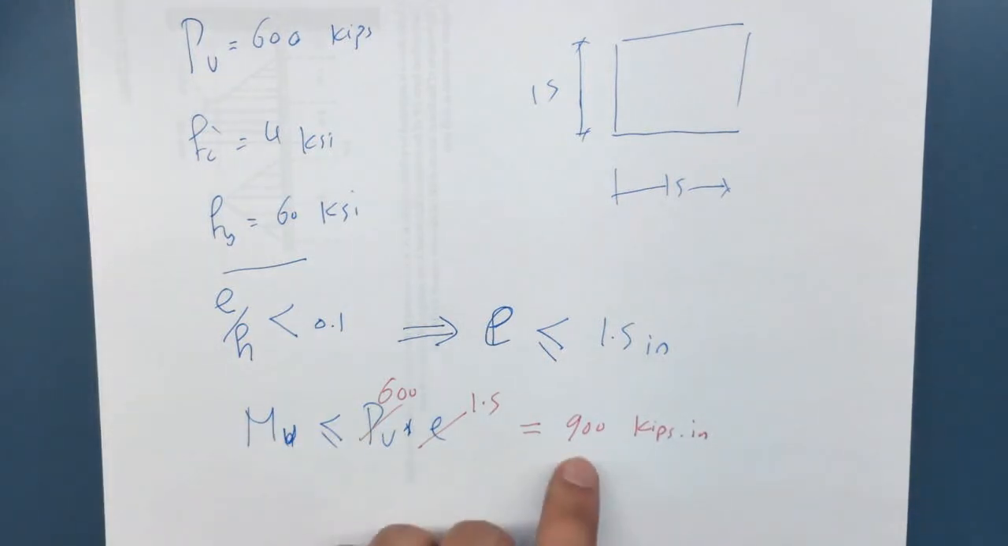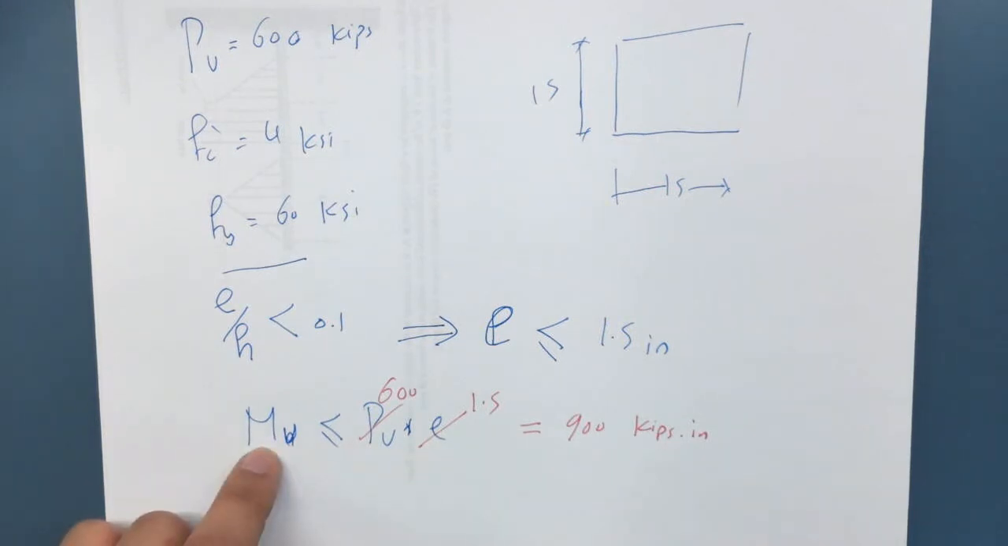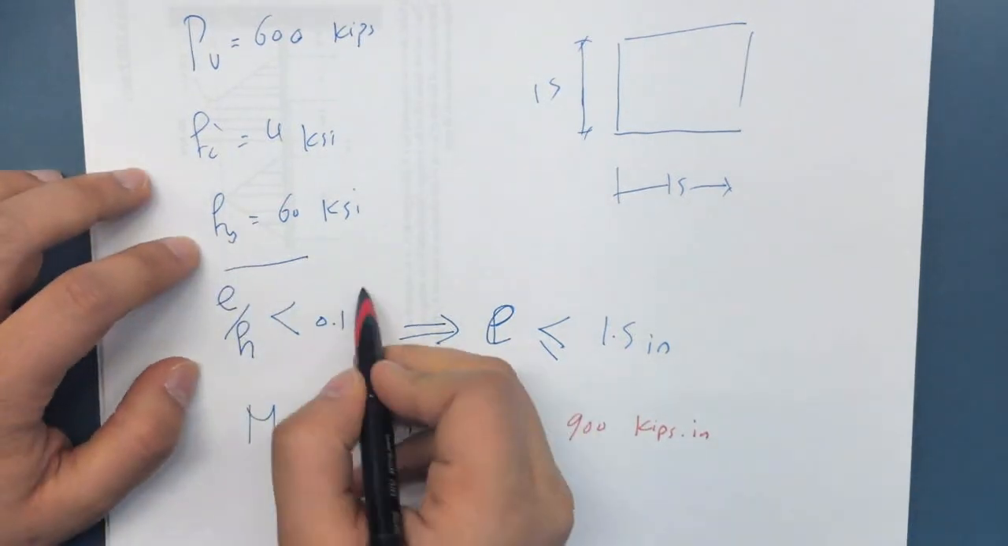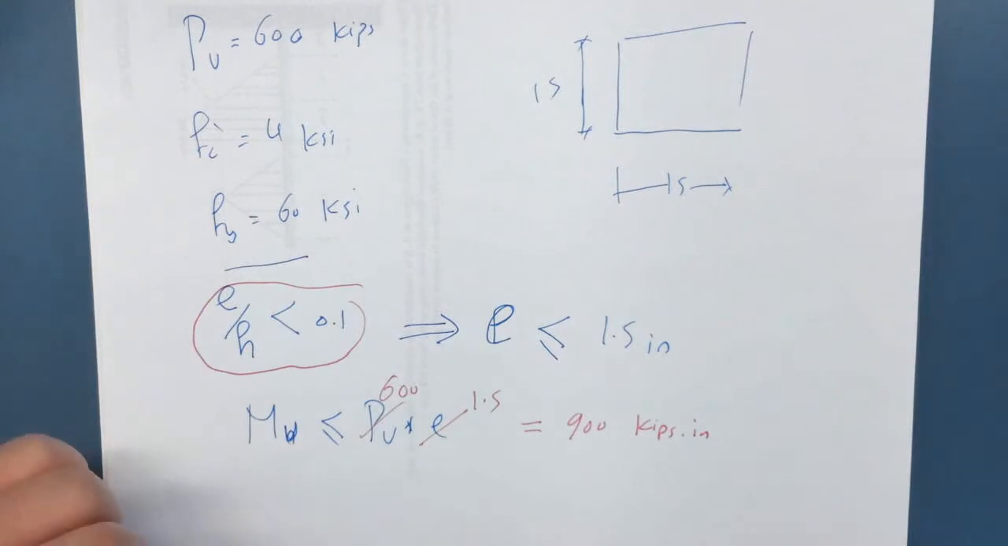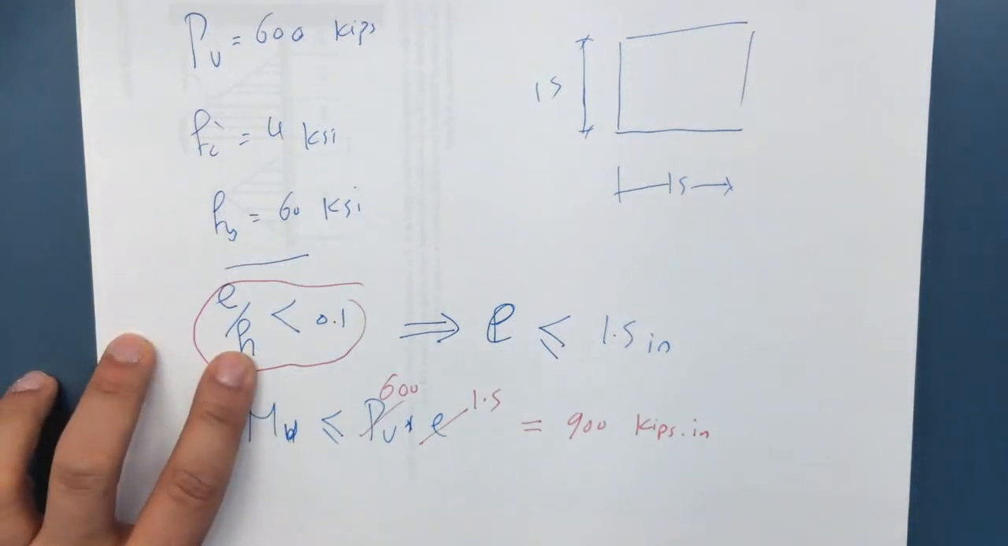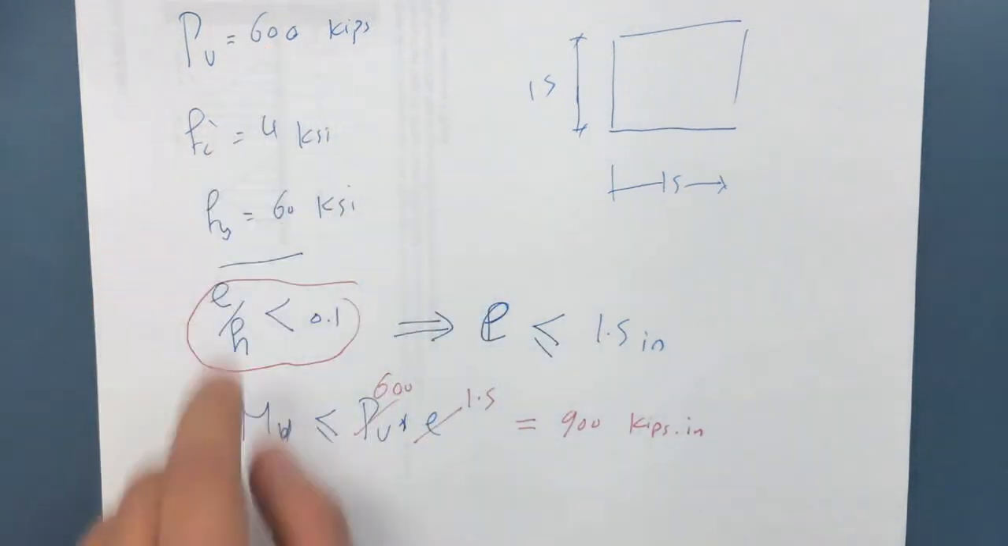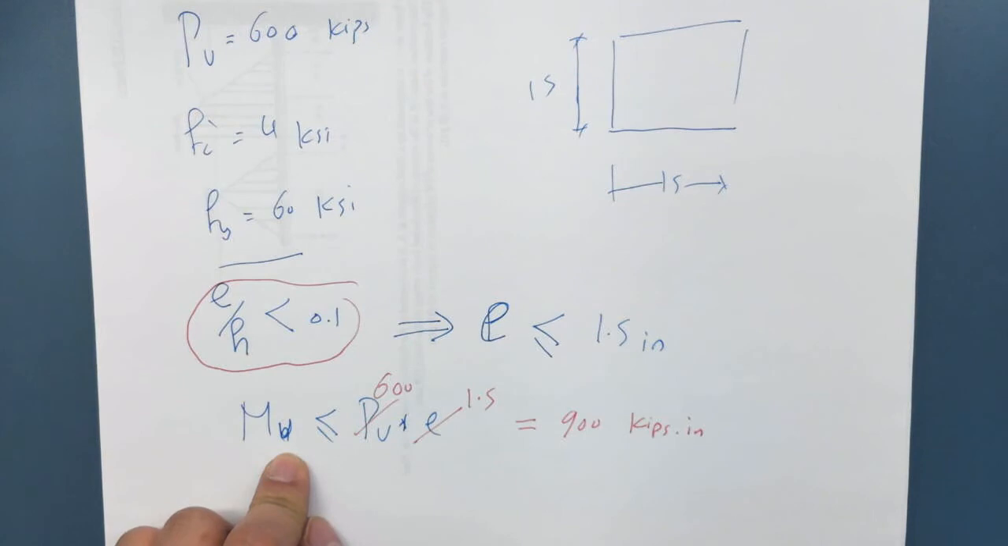So as long as your moment is less than 900 kip-inches, or if you want to put it in kip-feet, it's going to be 75, then you can ignore this moment, and that's it. So the problem is just asking, do you know this identity or not? Do you know that if E divided by H is below 0.1, then you can ignore the moment? If so, you can just find E, multiply this by P, and find the moment. Nothing more than that.